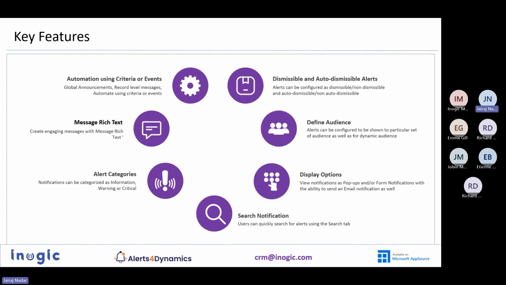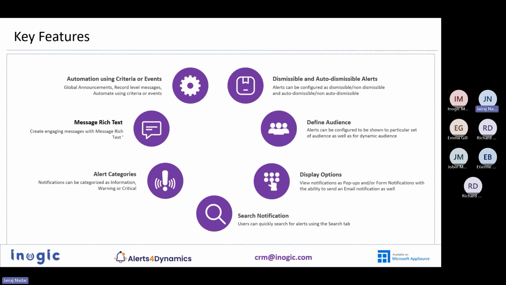Next comes the alert categories. There are three different levels of alert categories that you can use to categorize and trigger notifications to the users, however you want to show them. That is, whether you want to send the alert as information, warning, or critical. It's completely up to the user's choice how they want to show the alerts.